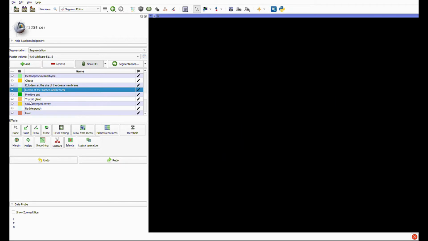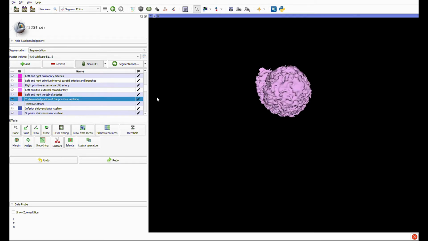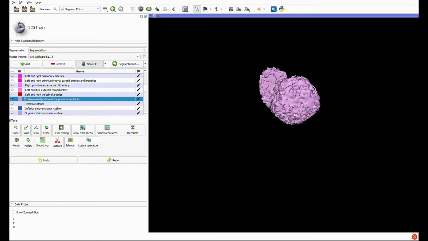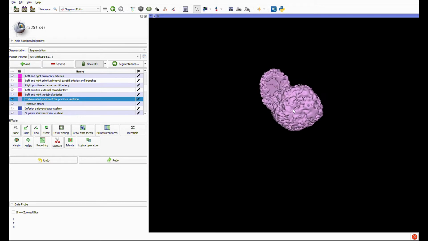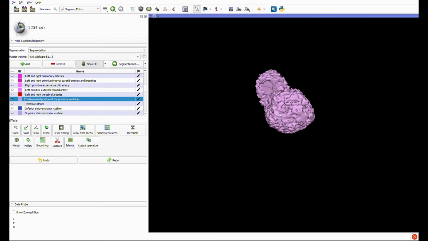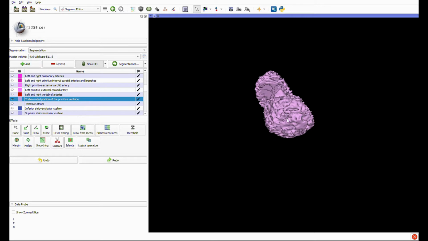We start the reconstruction by revealing the cavity of the primitive ventricle, which, as you can see here, is lined by a meshwork of muscular bands called the trabeculae carneae. That's why the contours of this cavity are so irregular.